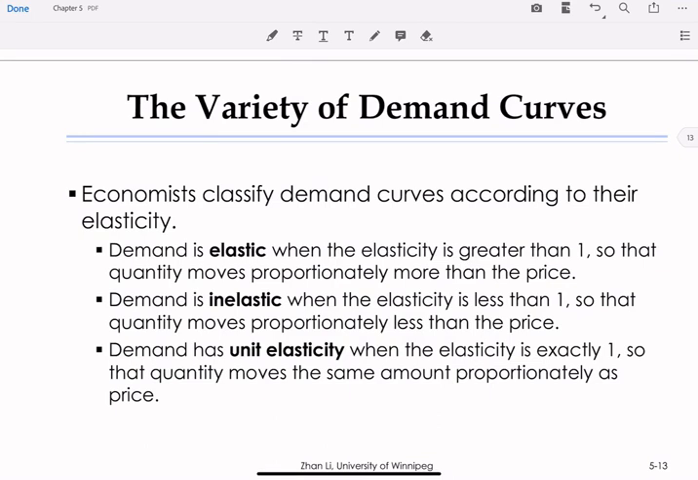And if the elasticity is less than 1, then we would say that the demand is inelastic, because in this case, quantity moves proportionally less compared with the price. So in the special case when the elasticity is exactly 1, then we would say that the demand curve has unit elasticity. In this case, quantity moves the same amount proportionally as price.